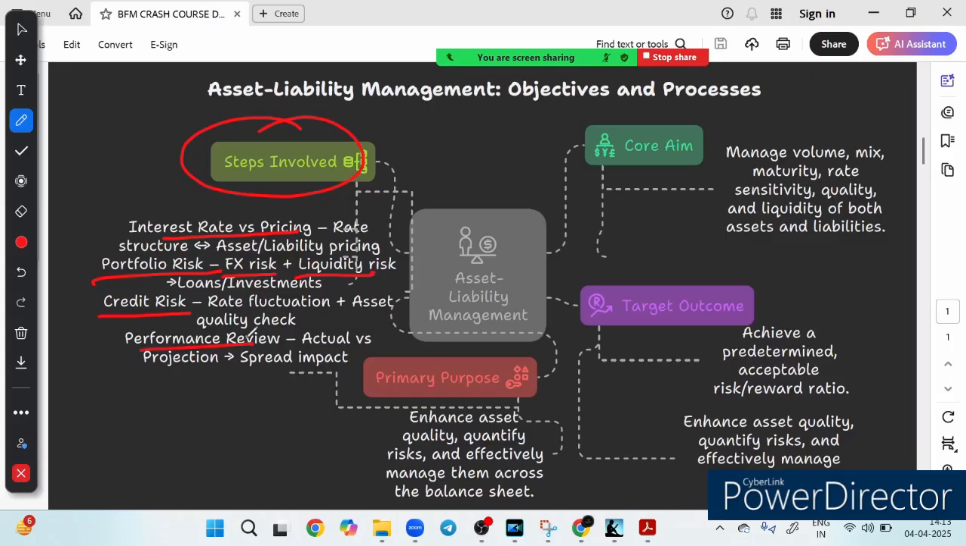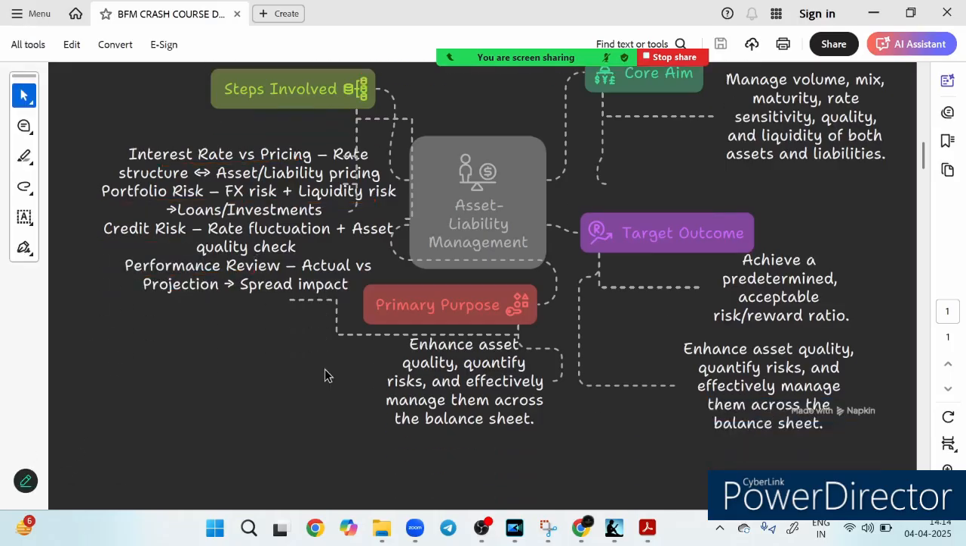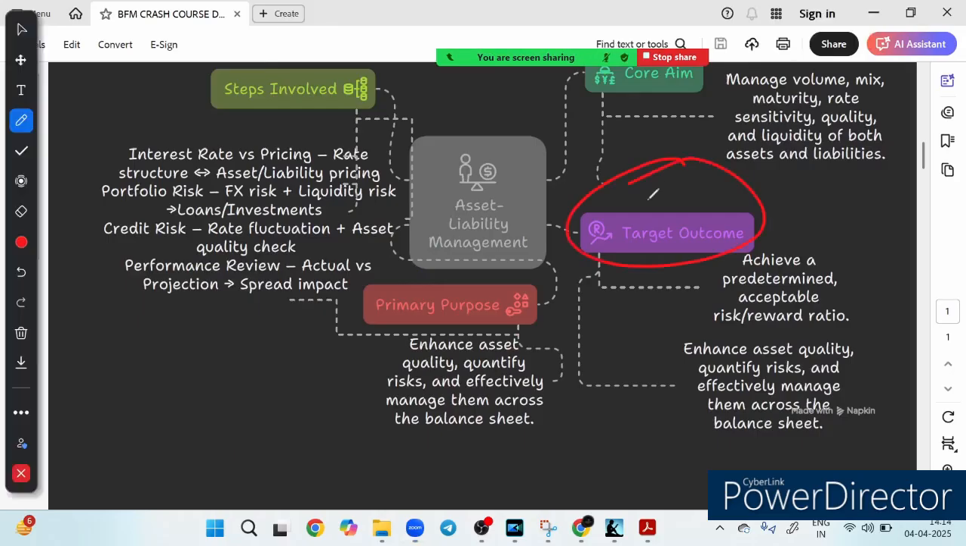Every decision impacts the bank's overall stability as well as profitability. Now, the question is, what is the final goal? What is the target outcome? Let's look at the target outcome here. The bank aims to achieve a predetermined acceptable risk to reward ratio. Yes, this is a predetermined risk reward ratio that the bank aims to achieve. And also they want to maintain high quality assets while minimizing the risk. And also most importantly, banks ensure financial health by balancing assets and liabilities effectively.